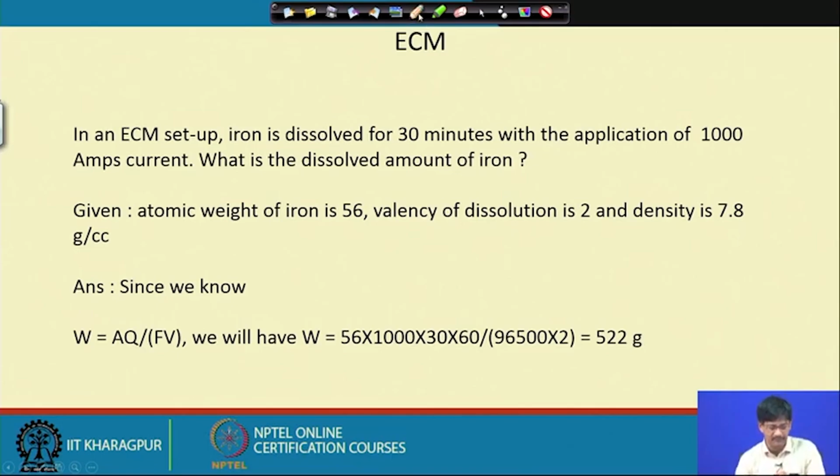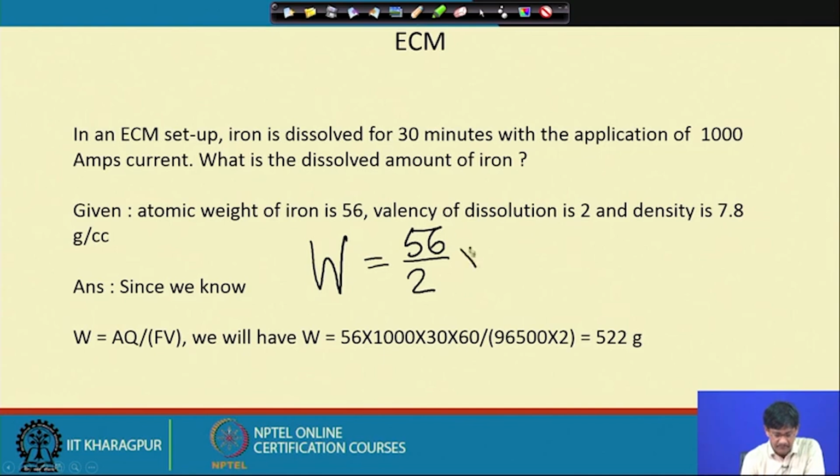Let us see what we have been given. So, W, this is what we have to find out. What is the dissolved amount of iron? So, let us write W, it is already written here. This must be equal to atomic weight by valency. So, let us put 56 by 2 multiplied by charge. Okay. Wait a minute, I think I made a mistake. It's all right.